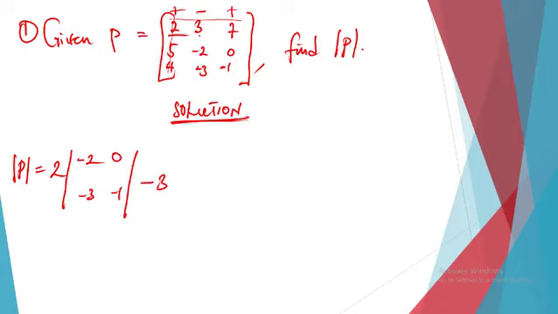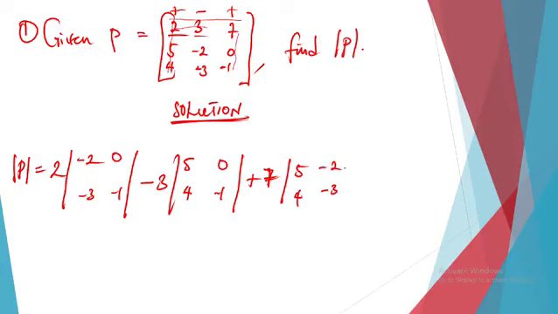So therefore we then have minus 3, which is the next element. We cancel its column and its row. We'll be left with 5, 4, 0, minus 1. And then we'll have plus the last number, which is 7, into, when we eliminate this and this, we'll have 5, minus 2, 4, and minus 3. Any confusion?